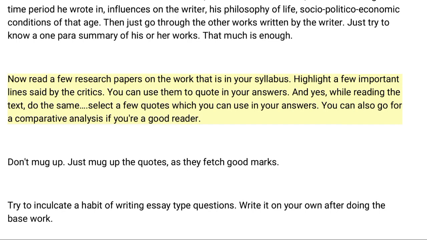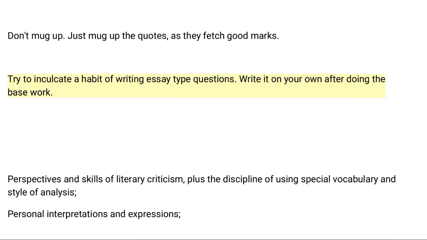Highlight a few important lines said by the critics. You can use them to quote in your answers. And yes, while reading the text, do the same, select a few quotes which you can use in your answers. You can also go for a comparative analysis if you're a good reader. Don't mug up. Just mug up the quotes, as they fetch good marks. Try to inculcate a habit of writing essay-type questions. Write it on your own after doing the base work.